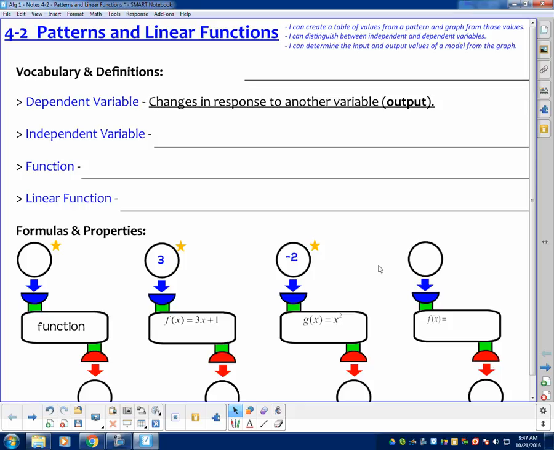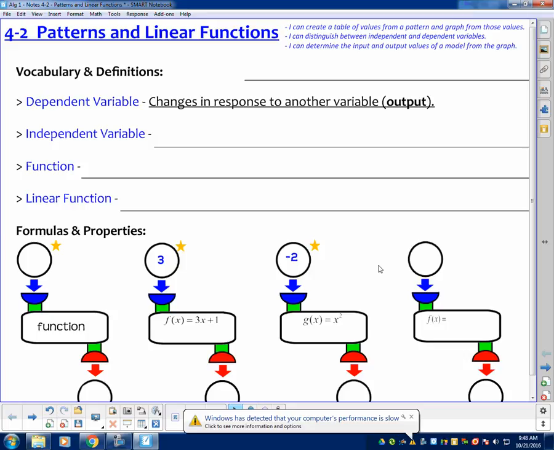Dependent variable. Here's what a dependent variable is. You can go back and forth, right? You can do both. I'll bet both of you can do both. Dependent variable is changes in response to another variable. So dependent means it depends on the other variable. So if we plug in a number like 2 to an equation, we get a different response than if we plug in, say, a 3. So it changes in response to another variable. We call that the output. Make sure you put output on there. Dependent variable is the output.